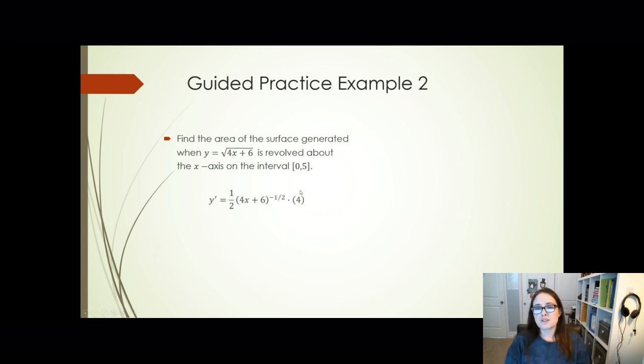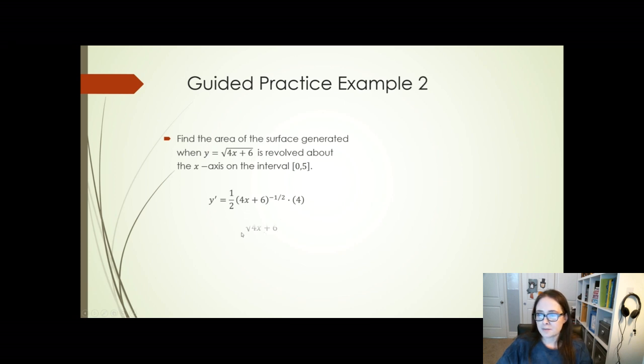So just like before, I've got to start out with the derivative. Here, that square root can be thought of as a 1/2 power. And so I bring the 1/2 out front and reduce the exponent by 1. And then I also have to do chain rule because I've got this binomial in here. So the derivative of 4x plus 6 gives me this 4 here.